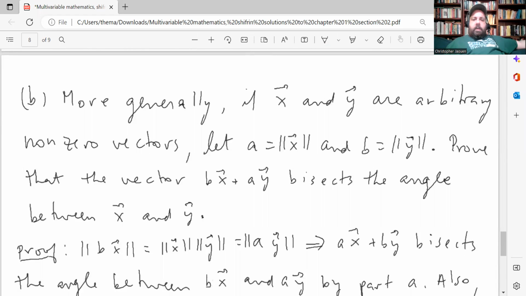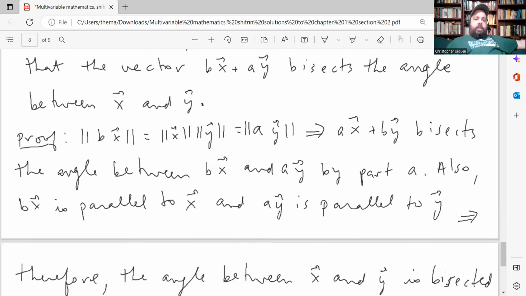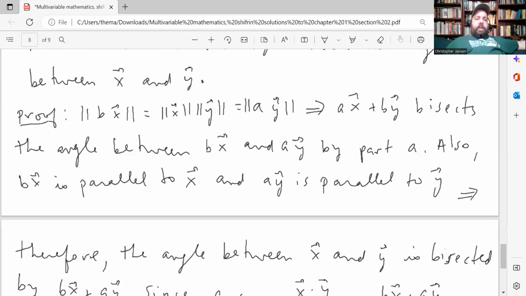And then part B says more generally, if x and y are arbitrary non-zero vectors, let A be the length of x and B be the length of y. And they ask us to prove that the vector bx plus ay bisects the angle between x and y. Okay, so here's my proof. If you look at the length of bx, that's equal to length x times length y by the definition of B. And that's actually the same thing as the length of ay, again, by the way we defined the scalar a. So both of those things have the same length.